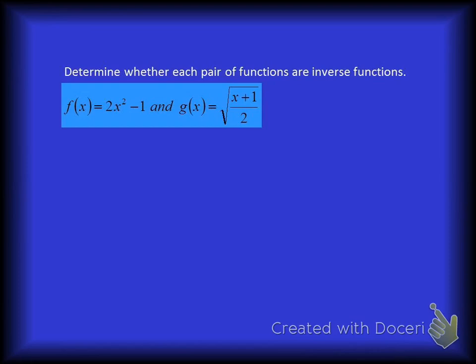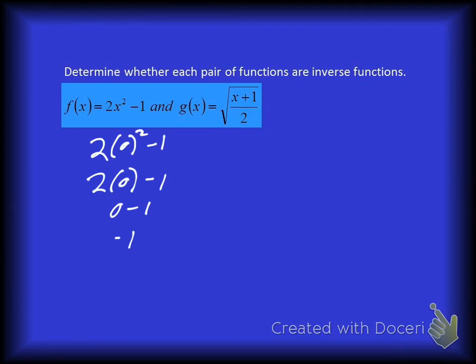But if you put, let's say, 0 here: 0 plus 1, 1/2. Square root of 1/2 is ugly, and then you have to square. Could you do it? Yes, you could. It's a little nasty, though. So put 0 in here: 2 times 0 squared minus 1. 0 squared is 0. 2 times 0 is 0. 0 minus 1, negative 1.